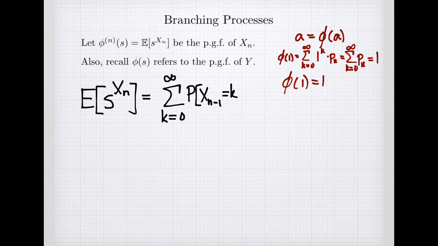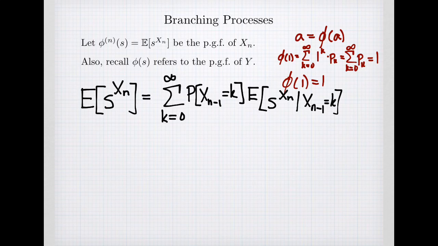Let's see, we are going to condition, of course, on our starting with only one individual, so I'm just not going to write that because that's how we're defining everything. So it's the probability times the expected value of s to the xn conditioned on knowing that x sub n minus 1 equals k. Sorry about the sloppy lining there.